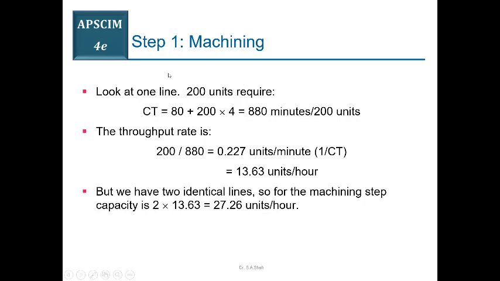So first you will have to calculate the cycle times of all the workstations. So cycle time, as I said, will be batch setup time plus the batch size into the processing time of that particular unit. So this will be 80 plus 200 into 4 divided by 200.